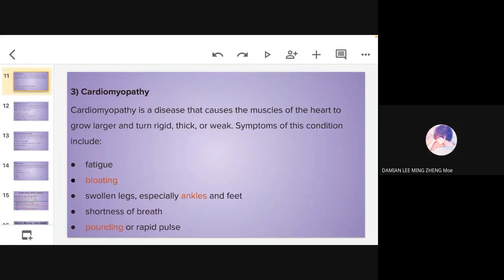Cardiomyopathy. Cardiomyopathy is a disease that causes the muscles of the heart to grow larger and turn rigid, thick, or weak. Symptoms of this condition include fatigue, bloating, swollen legs, especially ankles and feet, shortness of breath, and pounding or rapid pulse.